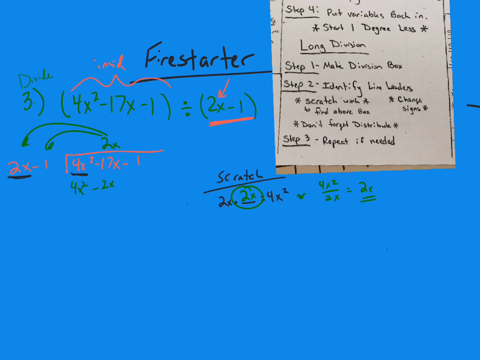Now, I can't forget to change my signs. So I'm going to make this a negative 4x and make this a plus 2x. So now I end up with negative 15x, and then minus 1 drops down. Ooh, this one's going to get messy.